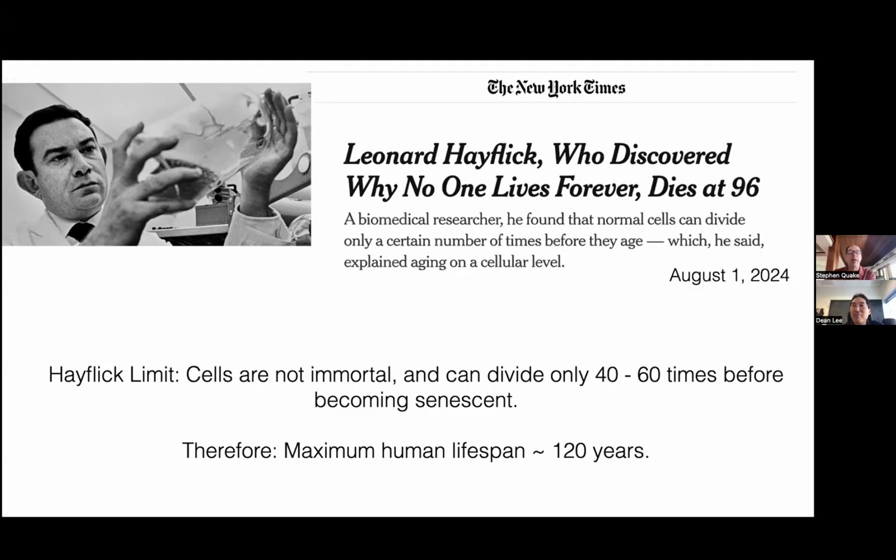But the Hayflick limit has an interesting corollary. If you believe there's only roughly 50 cell divisions, and you know how long a cell division takes, you can estimate the maximum human lifespan. You know how many cells are in the body. That turns out to be 120 years as the theoretical lifespan. And that's more or less what people observe. And Hayflick passed away 2 years ago. In his obituary in the New York Times, they had some fun with the headline, which read, "Leonard Hayflick, who discovered why no one lives forever, passes away himself."